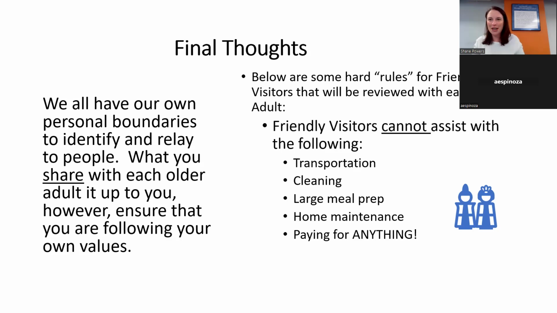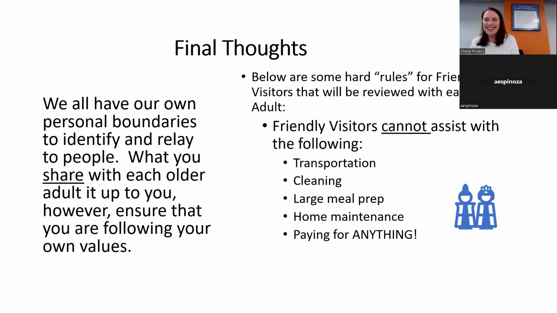I previously mentioned the black and white hard rules that we have here in the Friendly Visitor and Care Call program that we request that you not engage with or participate with the older adults. We request that friendly visitors cannot assist with the following. Transportation. Please do not transport an older adult in your personal or other vehicle to or from events or locations in which you're participating. If there is a transportation barrier, please reach out to us and we will assist you or assist the older adult in coordinating to get there. Transporting an older adult is a liability not only on NeighborWorks, but also can be on yourself if something should happen.